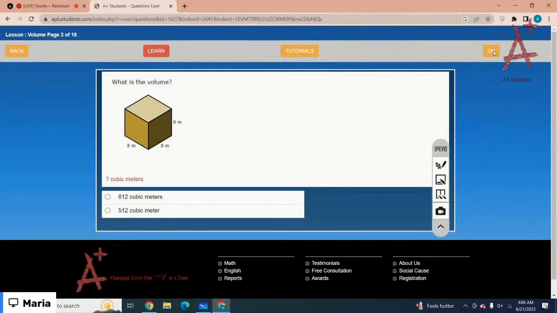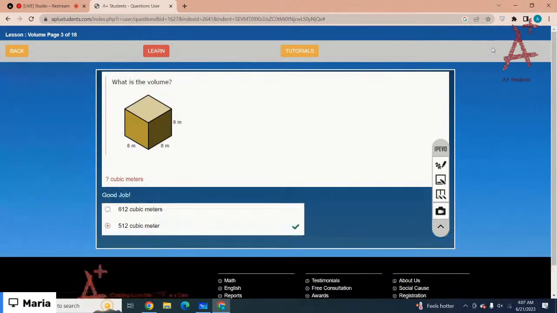Okay, again you are given a cube. You have to calculate the volume. So you have to do side times side times side. 8 times 8 is 64. And 64 times 8 is, let me just check, I think that would be 512. Got it? So the correct option is 512 cubic meters.